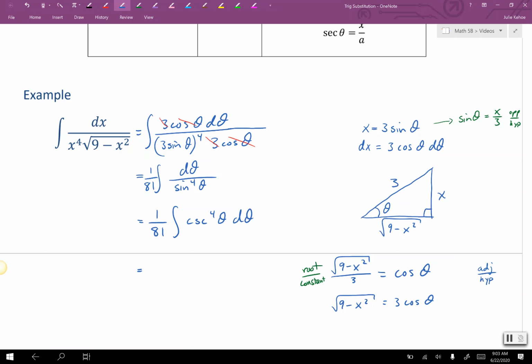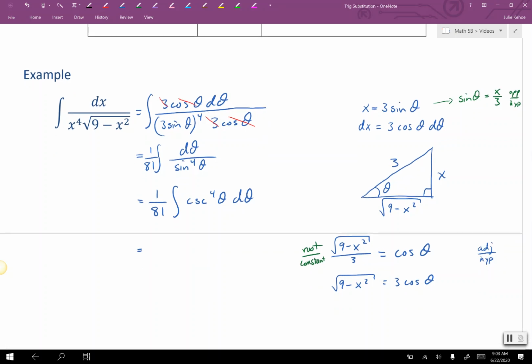And when I have powers of trig functions, I want to start thinking about identities that I can use to reduce that. And so the identity I want to use, let me write it off to the side here, is a Pythagorean identity. Cosecant squared theta is equal to cotangent squared theta plus 1. So I'm going to swap out one pair, two of the cosecants are going to come out of this. So I'm going to keep a cosecant squared and replace the other cosecant squared with cotangent squared theta plus 1, times cosecant squared theta d theta.